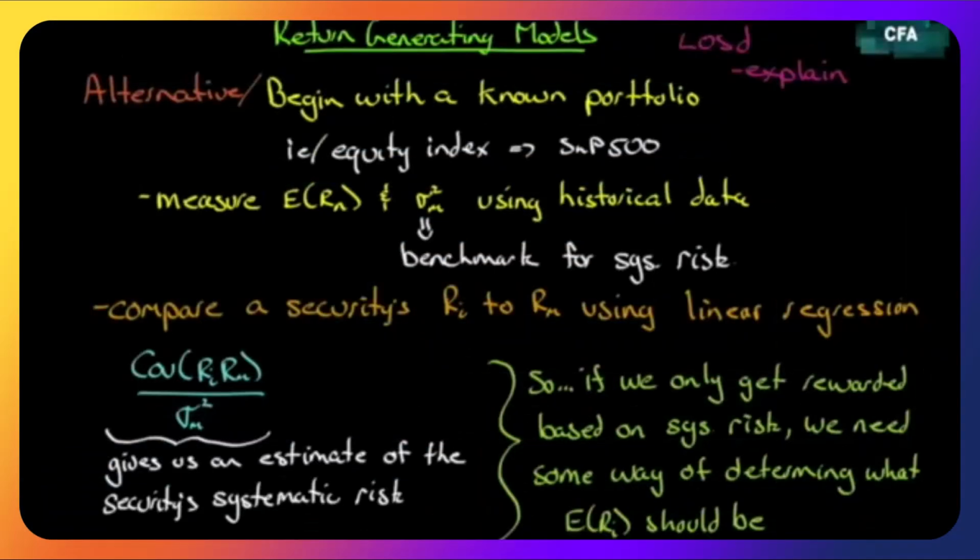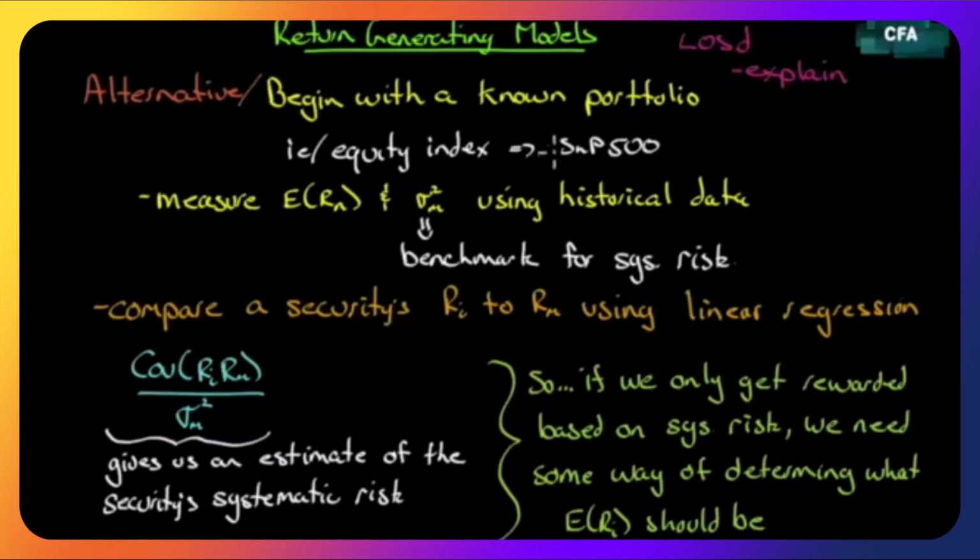So the alternative to calculating all of those standard deviations and all of those covariances is we will begin with a known portfolio, such as the equity index, like the S&P 500. With the S&P 500, we can measure the expected return on the market and the variance on the market using historical data. We can use historical returns for the S&P 500, and from that, we can measure the variability in those returns. We'll get a measure for variance. That becomes our benchmark for systematic risk.